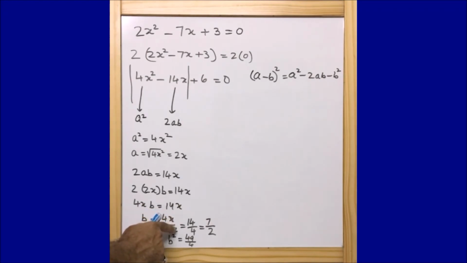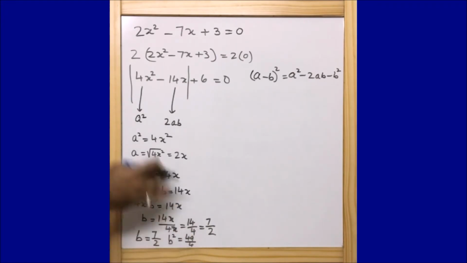Here x and x cancel out and we are left with 14 upon 4, which is nothing but 2 7s are 14 and 2 2s are 4. So I got the value of b as 7 upon 2, and again squaring this b I am getting b square is equal to 49 by 4. Why I squared the b, you will see what I am going to do here.